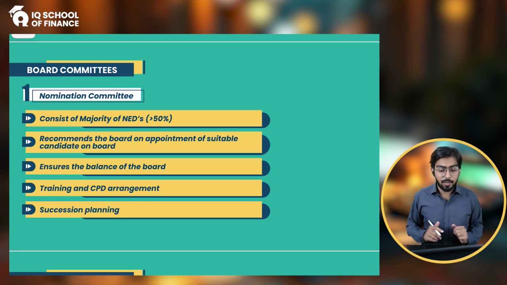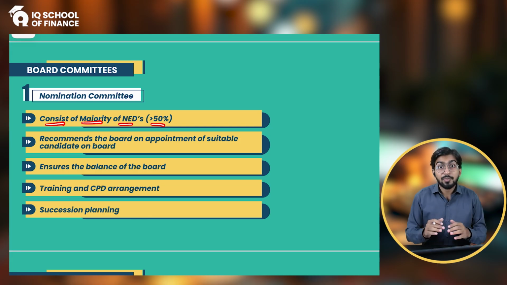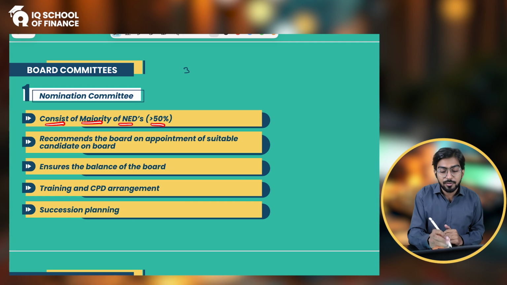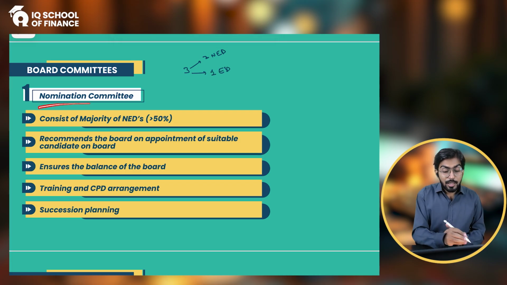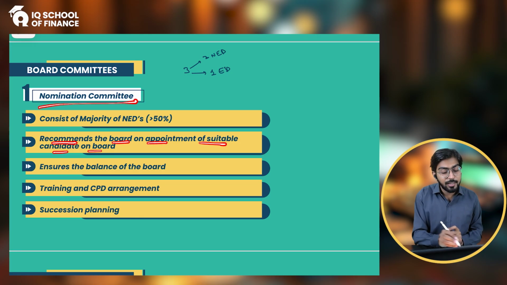So the nomination committee. The nomination committee consists of a majority of non-executive directors. That means more than 50%. For example, if the committee has three members, two should be non-executive and one would be an executive director. The nomination committee has the role and responsibility to recommend to the board the appointment of suitable candidates on the board.